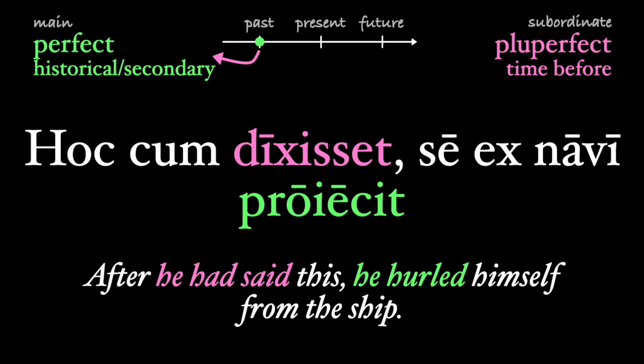Hoc cum dixisset se ex navi projecit. After he had said this, he hurled himself from the ship. The perfect tense projecit, especially since we translate it as he hurled, puts us into historical sequence. And so the pluperfect subjunctive dixisset shows that the speaking is completed or in the past, when this soldier, here one of Caesar's aquilifers, left the ship.